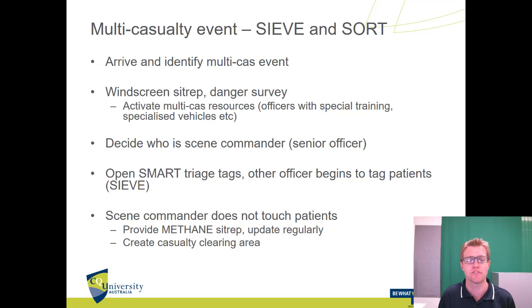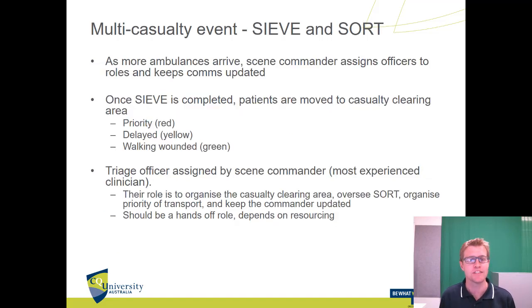And the other thing the scene commander is going to do is, while their offsider is out actually tagging patients, they're going to start creating a casualty clearing area. So as more ambulances arrive, the scene commander, who's standing back, keeping their hands clean, will assign officers to roles. So they'll say, we need to keep tagging these patients. When they're all tagged, we need to start moving them to the casualty clearing area, just keeping everything flowing, keeping comms updated, making sure that they're in a coordination role.